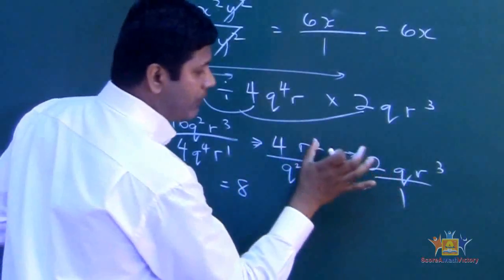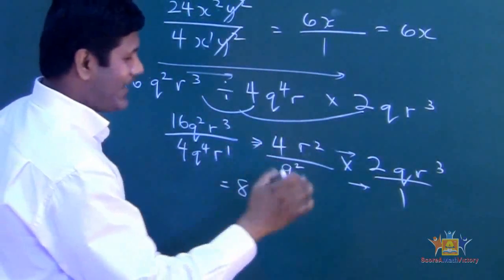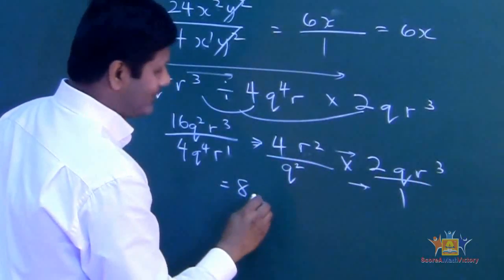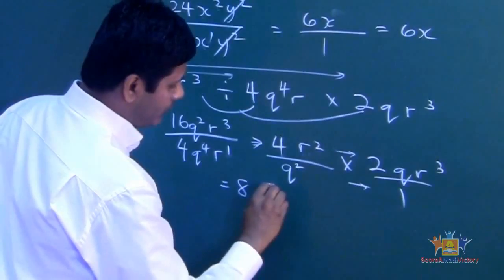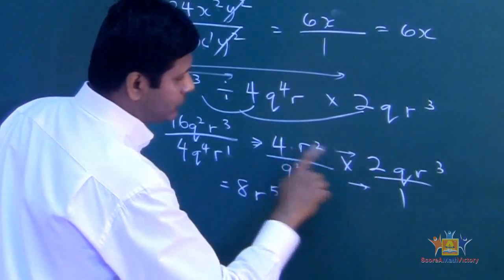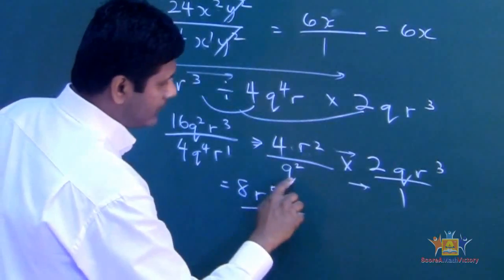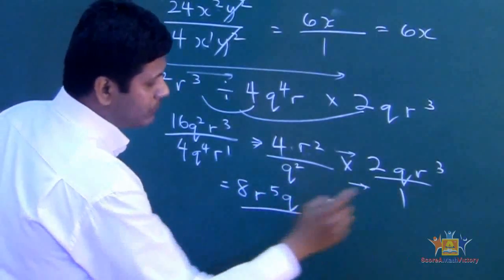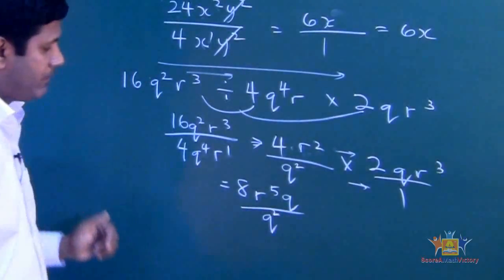When you multiply, what do you do to the power? You add the power. 2 plus 3 is 5, so R to the 5th. What about Q? There's no Q to multiply, so you bring it back. Now look at the bottom. This times that, Q squared times 1 is what? Q squared, Q to the 2nd power.